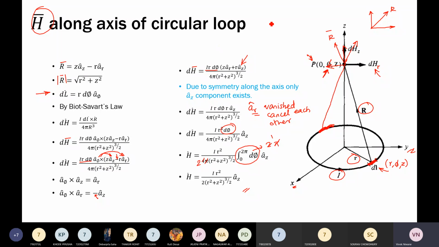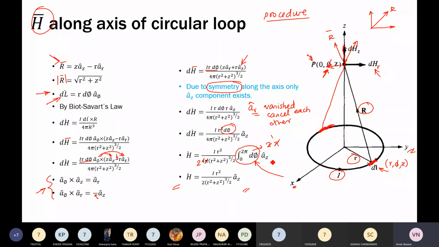this derivation gives us a general procedure to apply Biot-Savart's law to any geometry. For any geometry, find out R bar, find out dL bar, if necessary do the cross products, and if at all possible apply the symmetry and cancel out a few terms, and get your final expression after solving the integration.